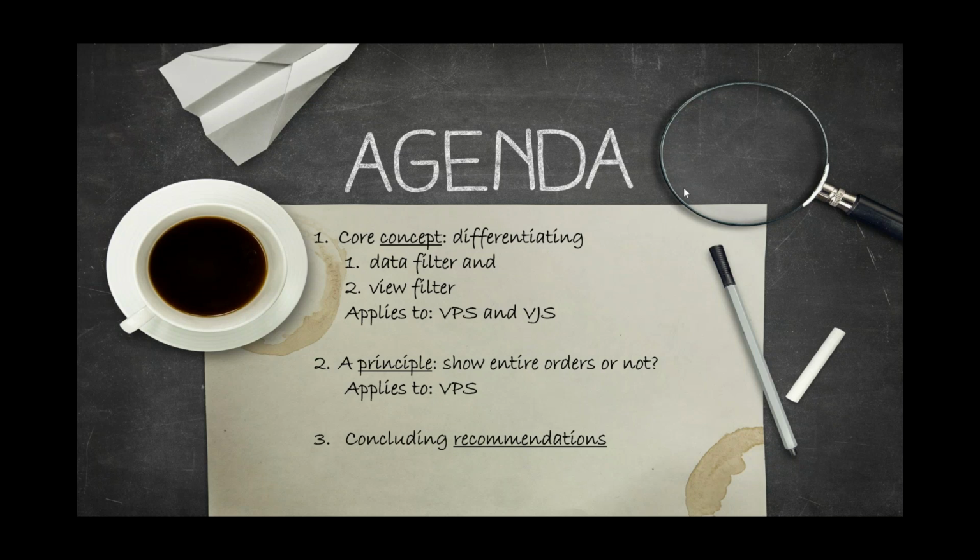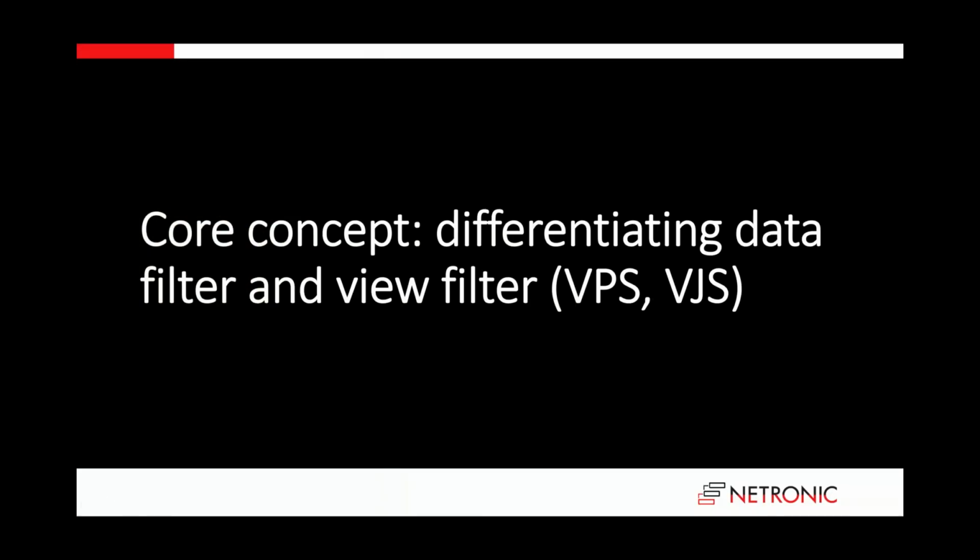So with this, let me dive into the agenda and look at the core concept, where with both the Visual Production Scheduler and the Visual Job Scheduler, we differentiate between a data filter and a view filter. I will show the differentiation later on with the VPS and the VJS for Microsoft Dynamics 365 Business Central, but the concept has been developed and implemented already with what we did for Dynamics NAV.